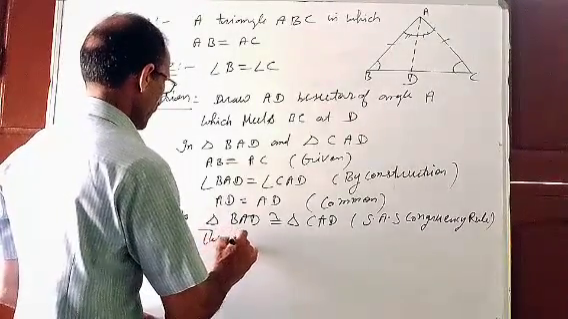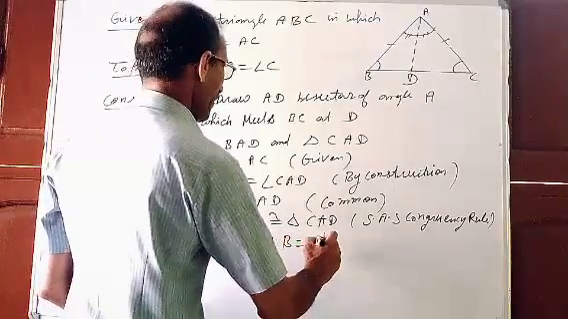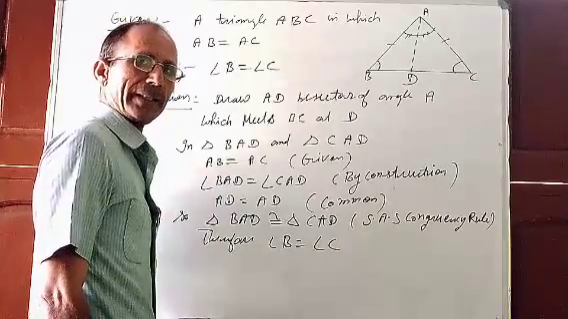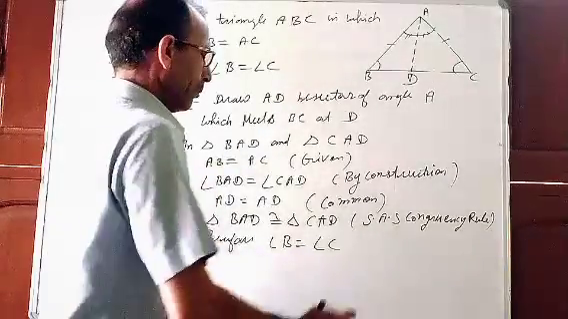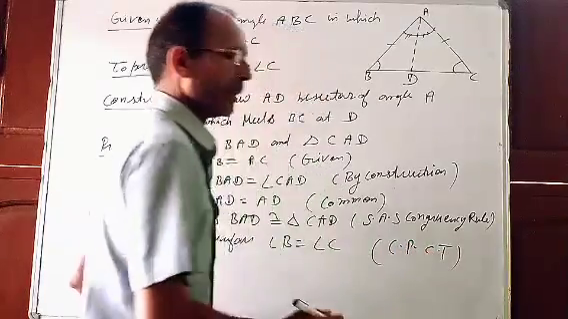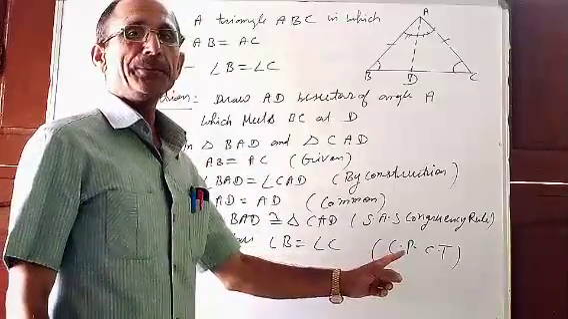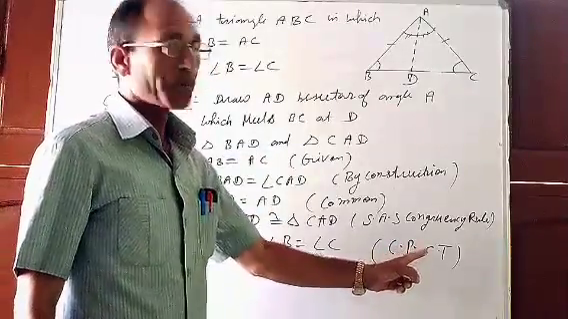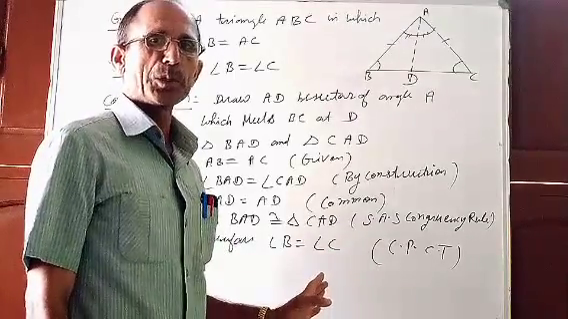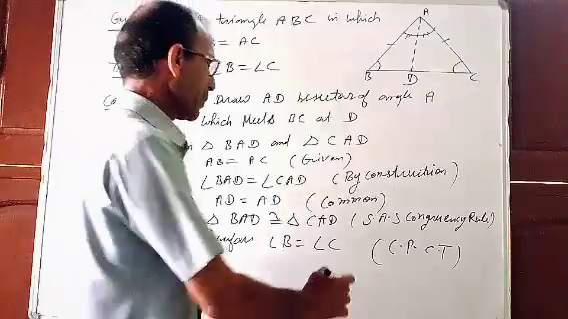Therefore angle B is equal to angle C. The reason we have to write here is CPCT. CPCT means corresponding parts of congruent triangles. Because I proved the triangles are congruent, their corresponding parts will be equal. So angle B is equal to angle C. Hence proved.